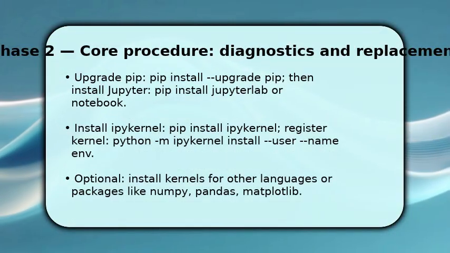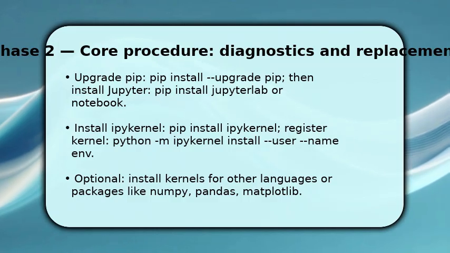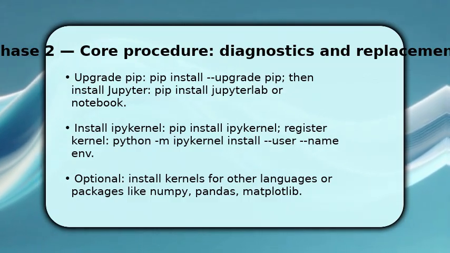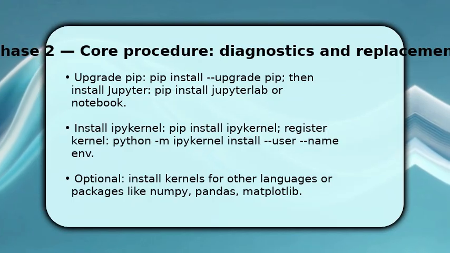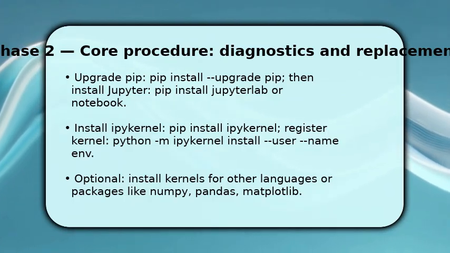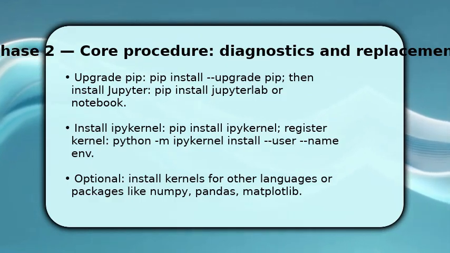Next, install Jupyter and register a kernel so notebooks use your environment. First, upgrade pip with pip install --upgrade pip, then install either JupyterLab for a modern UI or Notebook for the classic interface. Install ipykernel and run python -m ipykernel install --user --name env to bind the environment to Jupyter.